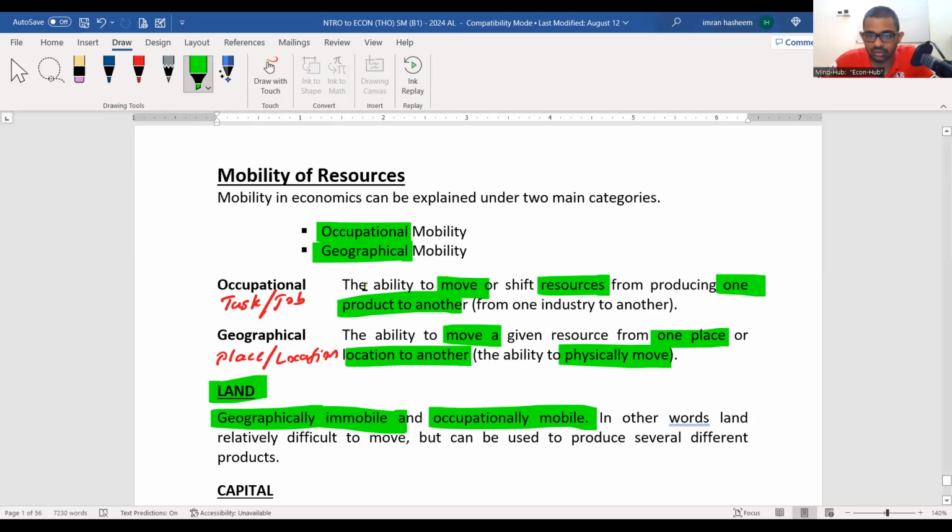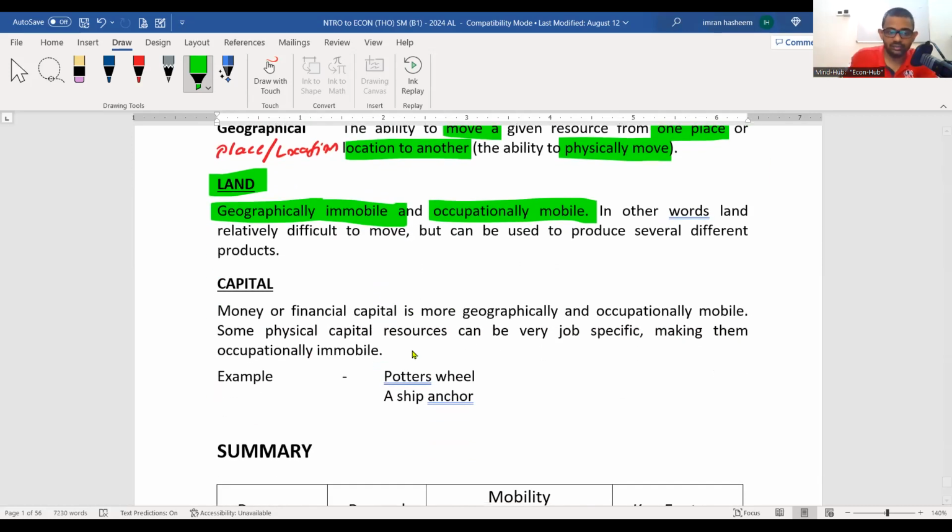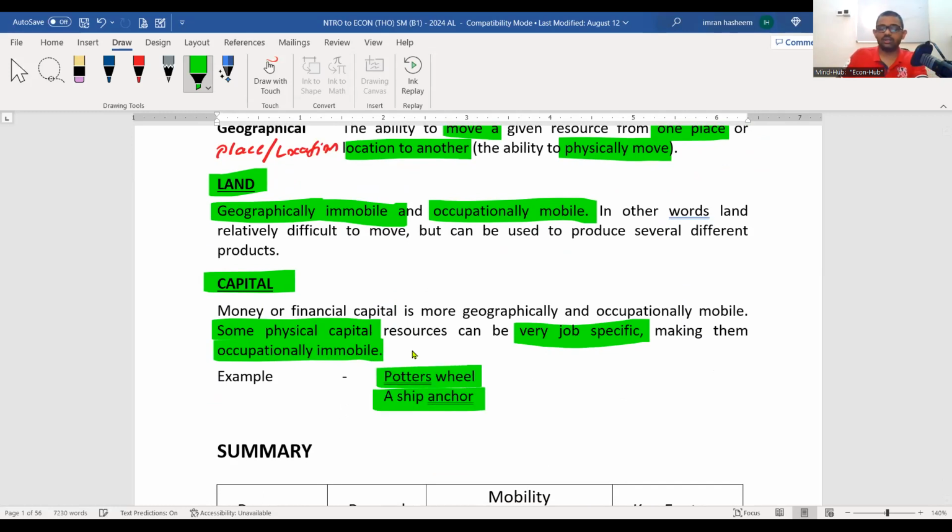You can use the same piece of land for different things. Capital, money or financial capital, is more geographically and occupationally mobile. That's understood, no? Some, not all, some physical capital resources are very job specific. Only one task you can do with them, so they are occupationally immobile. Examples are things like potter's wheel, ship anchor. A potter's wheel is that thing that goes around when we make clay pots to get the shape. Only one use, single use, so occupationally immobile. Are we clear? I think you are clear on the basic concept of mobility for now.